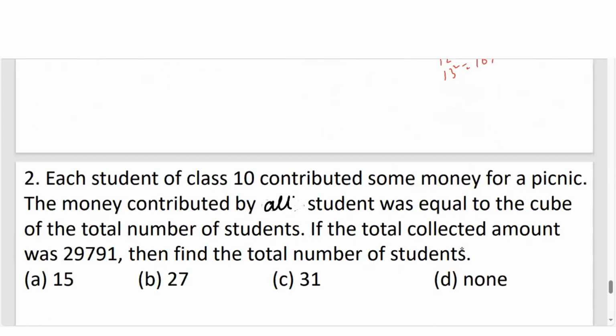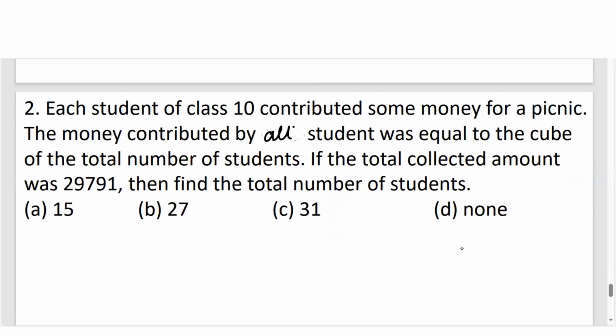Let us see the next question. The next question is what? Each student of class 10 contributed some money for a picnic. The money contributed by all students was equal to the cube of the total number of students. If the total collected amount was this, then find the total number of students. So we are going for the first basic concept. Suppose the total number of students is n. So the total collected amount is equal to the cube of the total number of students. That means the total amount received is the cube of the total number of students.